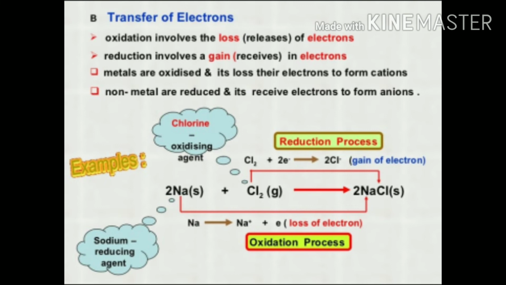So during the above reaction, sodium atom has lost one electron to form sodium plus ion, whereas chlorine atom has gained an electron to form Cl minus ion. And as I have already told you, loss of electrons is oxidation and gain of electrons is reduction. So in this reaction, sodium has been oxidized whereas chlorine has been reduced. Thus, this is also a redox reaction.